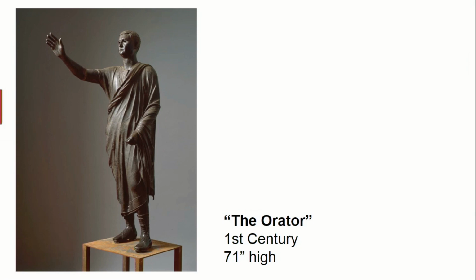This is bronze. It's called the orator. It represents some sort of leader speaking to an audience. That's why his arm is out like that. It's in bronze, so it's remained intact. But you notice it looks like a marble photograph.